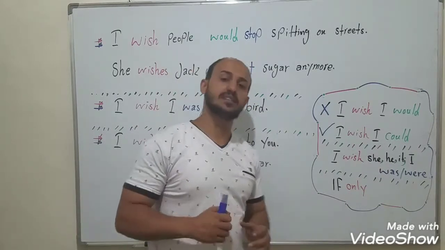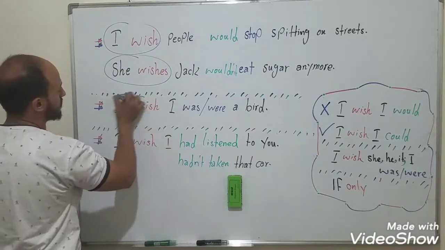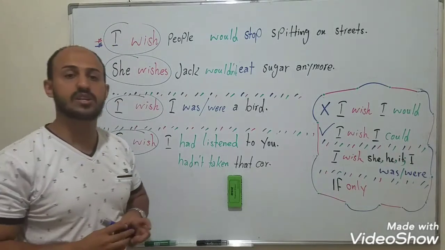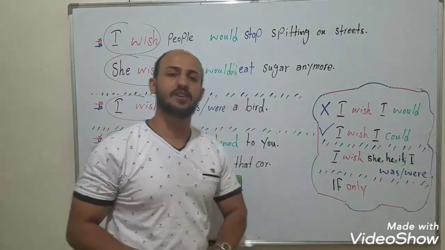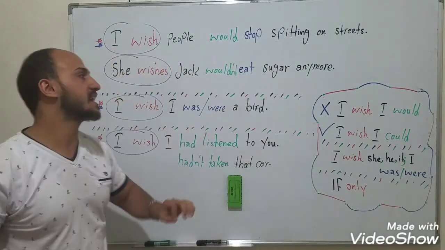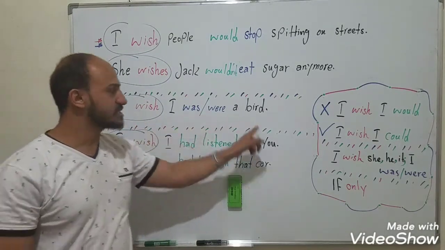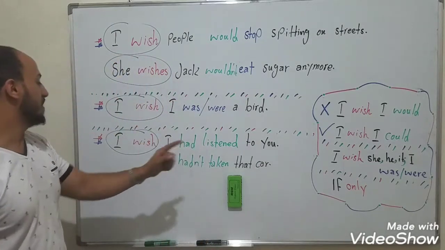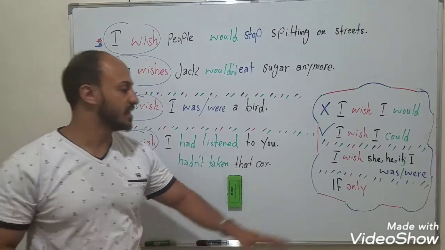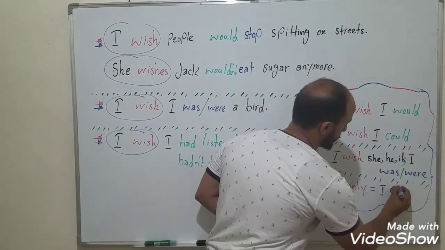Okay, the last one, listen. All these here, the word wish, you can change them to the word if only. So for example here, if only people would stop spitting on streets. It's exactly the same as I wish, all right? Here, if only I was a bird, correct. If only I had listened to you, all right? All of them are correct. If only means basically I wish.